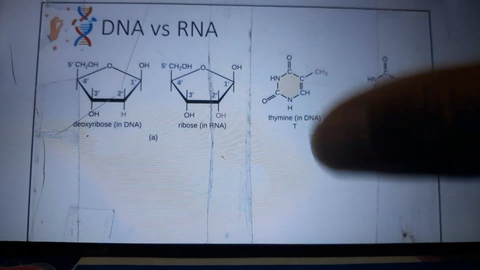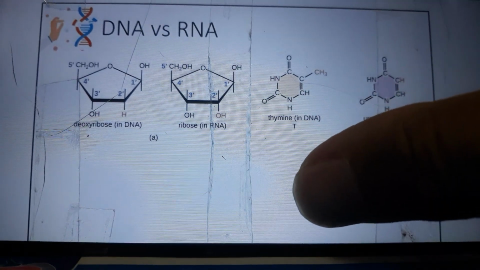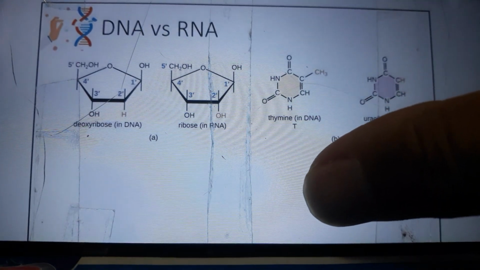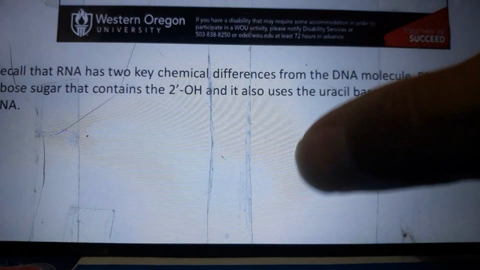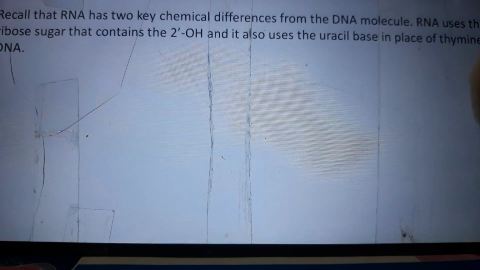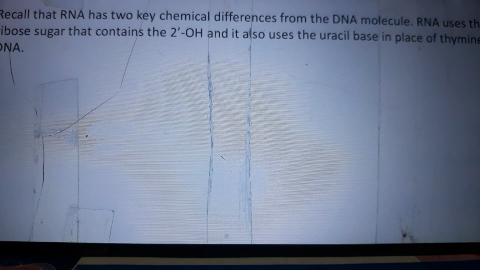Right, so DNA versus RNA: we have deoxyribose in DNA, ribose in RNA, thymine in DNA, uracil in RNA. Recall that RNA has two chemical differences from the DNA molecule. RNA uses the ribose sugar that contains 2' OH and it uses the uracil base in place of thymine.